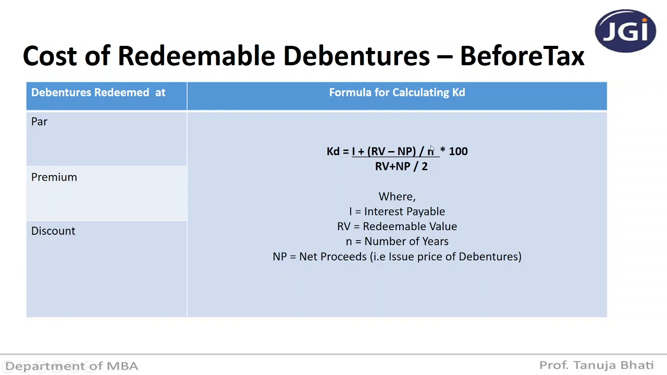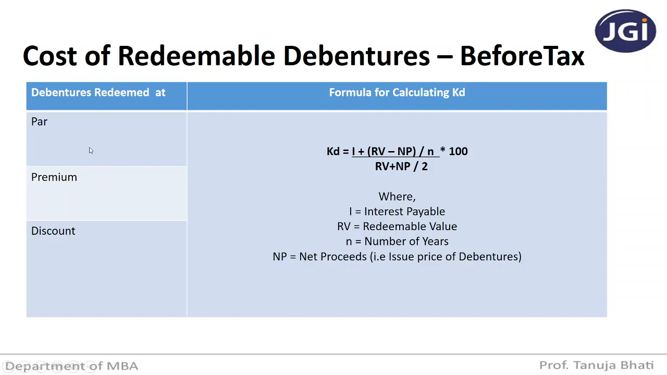Now, next, RV. RV also is going to change depending on whether the debentures are redeemed at par, premium or discount. RV is nothing but the repayment value. When the debentures are repaid at par, the RV is the same as the face value. At premium, it is the face value plus the premium. And in case of discount, it is the face value minus the discount. So RV also changes accordingly, depending on whether the debentures are redeemed at par, premium or discount.